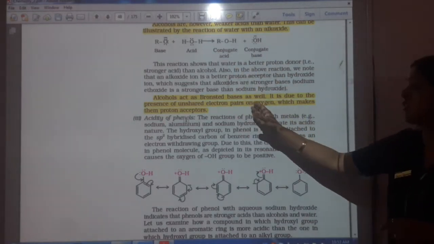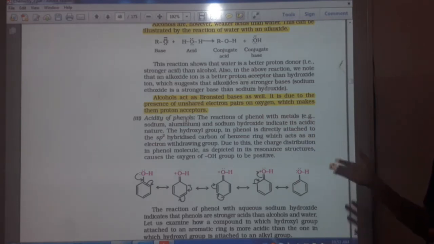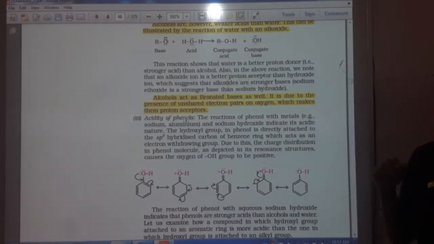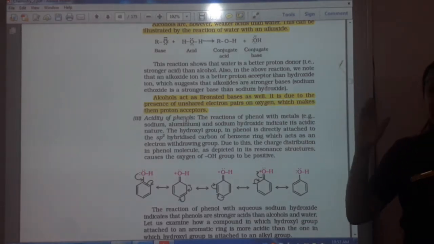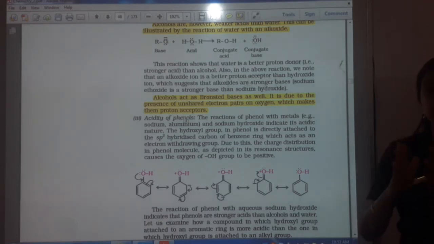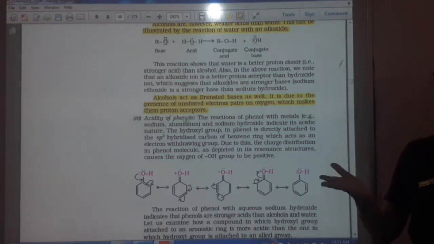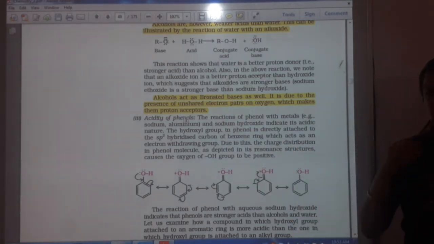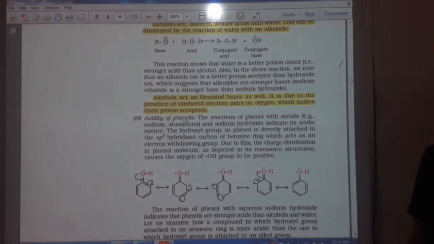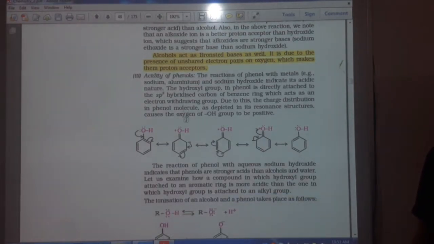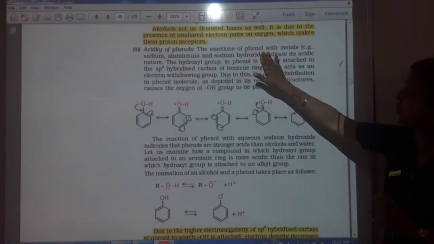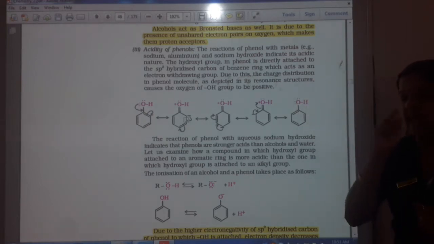Now alcohols also act as bases, not only as acids but also as bases, because they have an unshared electron pair on the oxygen. We know in ROH, hydrogen can be donated, and oxygen also has a pair of electrons, so they also act as a base, which makes them proton acceptors. So they can very easily accept a proton. Now when we study alcohols, should we not study phenols? Let's see what the acidity of phenol is. The reaction of phenol with metals shows that they are acidic in nature.